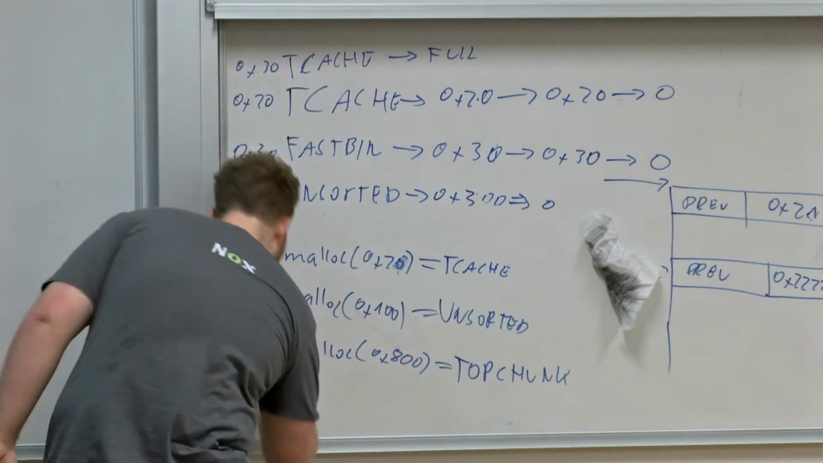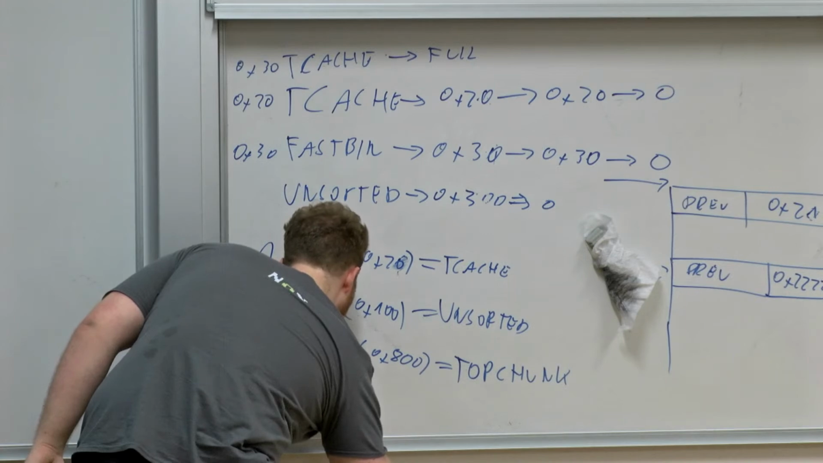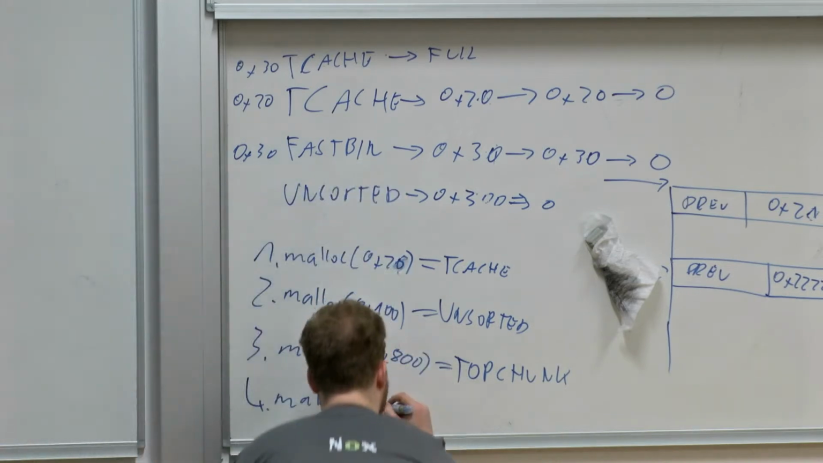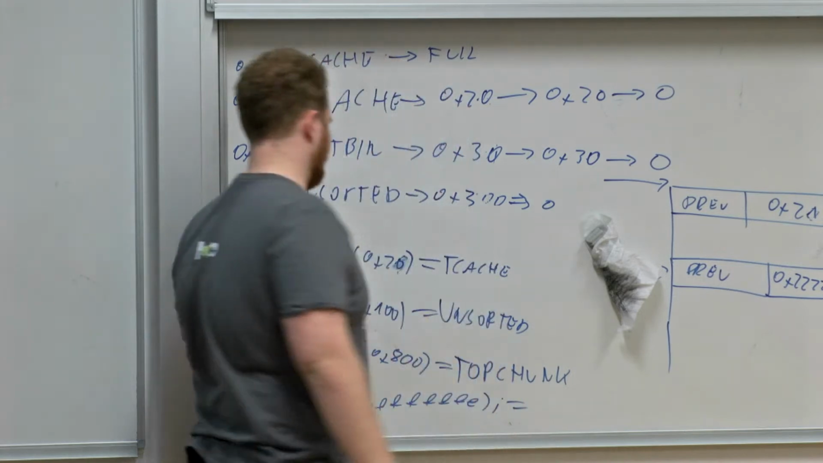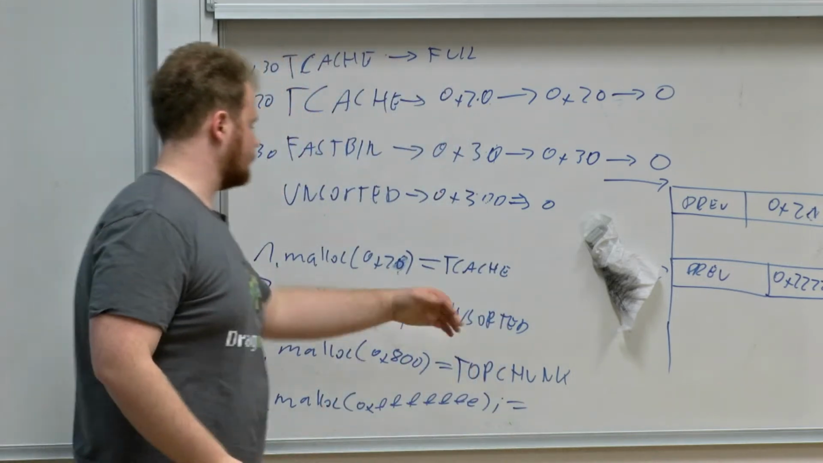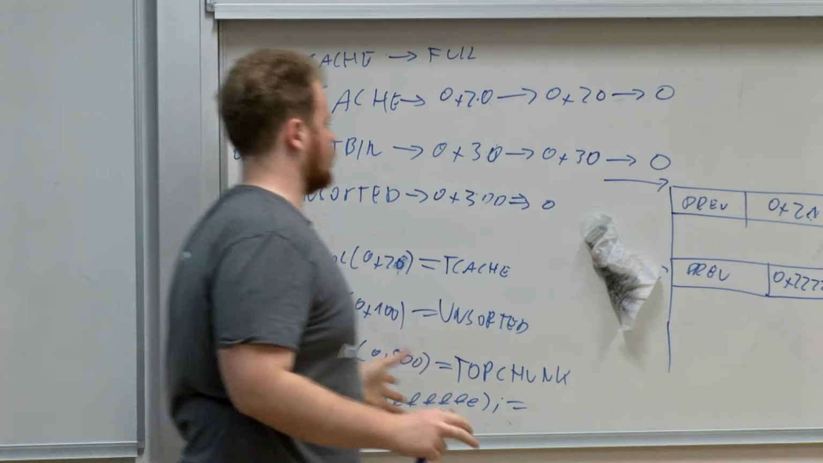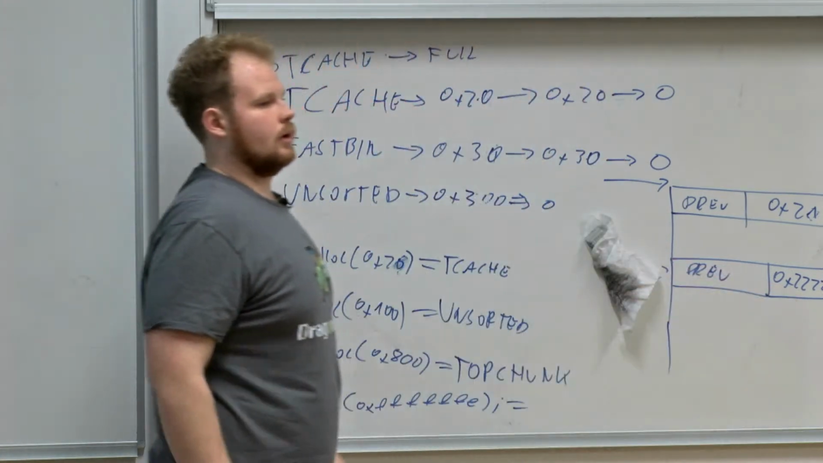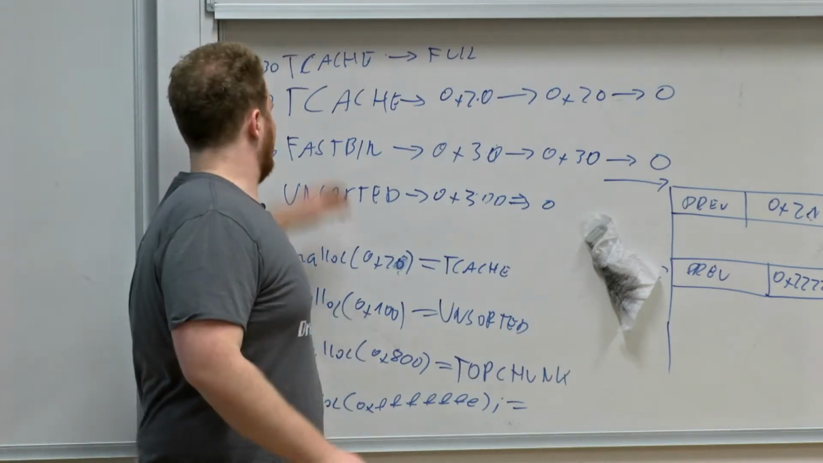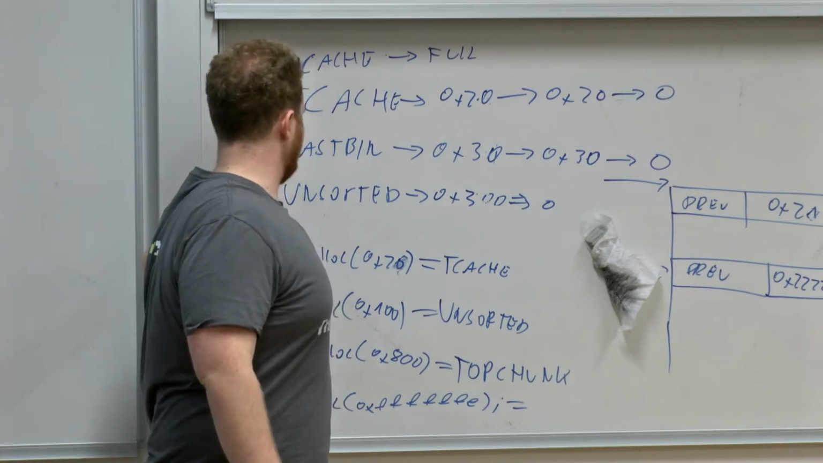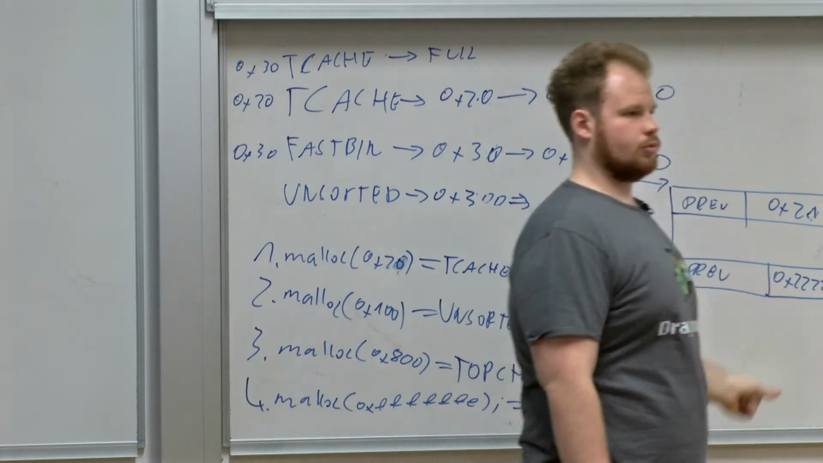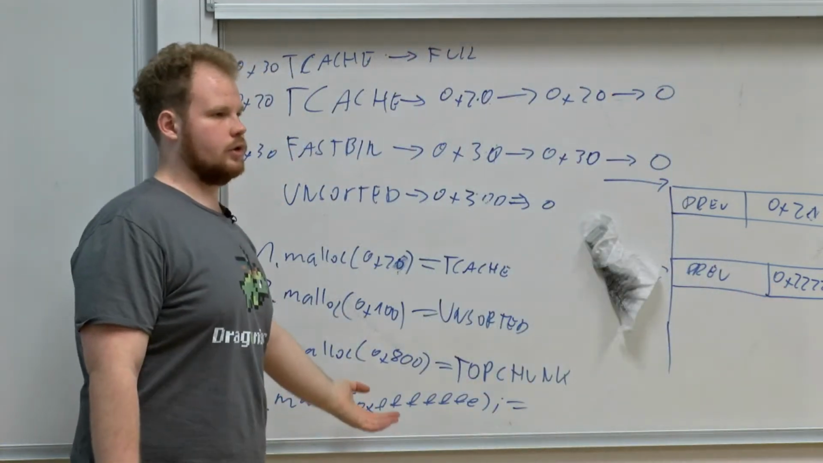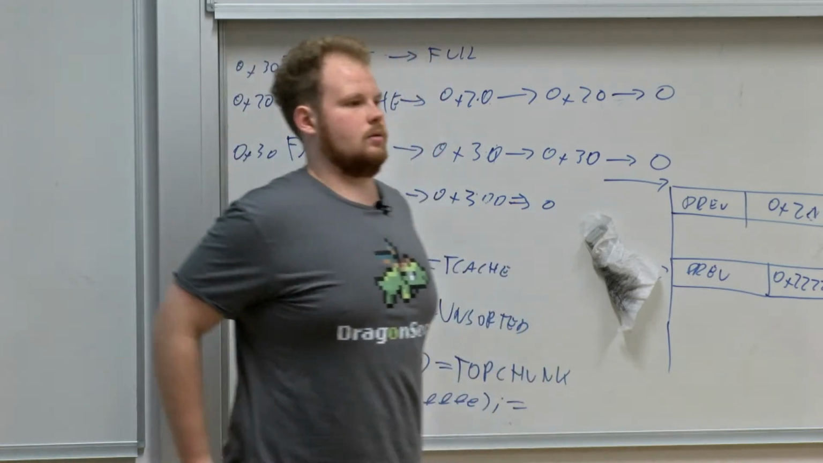But what happens if we say malloc this? These are Fs. So it's a very large allocation, larger than the top chunk. So it will go again through the tcache to the fast bin, through the unsorted bin. It will find no appropriate sizes in there. Then it will check the size of the top chunk. It will see that the size is too small for this allocation. But what then?